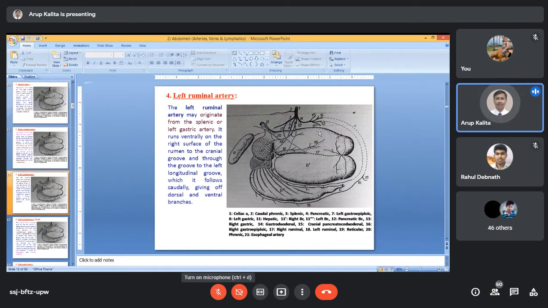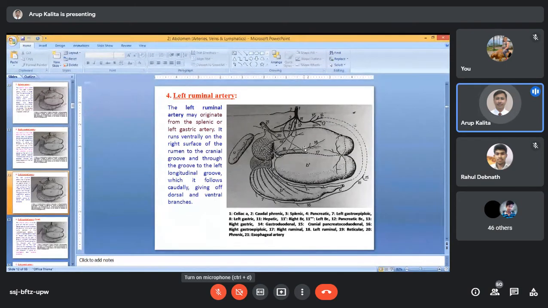Next, left ruminal artery. The left ruminal artery originated from the splenic or left gastric artery. Here you see, number 18. This is number 18, this artery. The left ruminal artery, either it may arise from the splenic or it may arise from the left gastric artery. So left gastric artery.